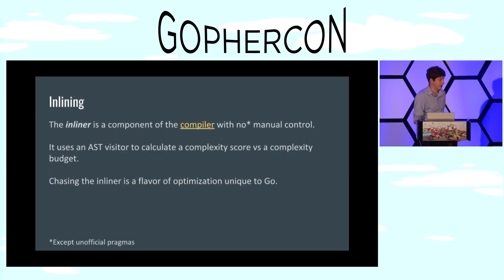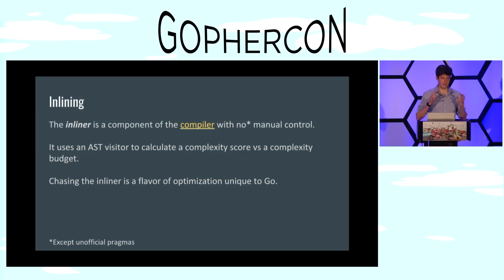So in order to manage that trade-off, the Go compiler has a component called the inliner, which applies some heuristics to take care of this for us. Specifically, what the inliner does is visit the compiler's internal representation of the function during build, and apply some heuristics to calculate a complexity score for that function. It'll take that complexity score and then compare it to some maximum budget, which is always fixed.